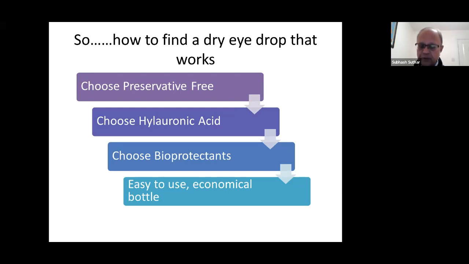They're easy to use. They come in a 10 ml bottle, and they last you for nearly 2 to 3 months. These drops can be utilized anytime. You feel uncomfortable, you use them.